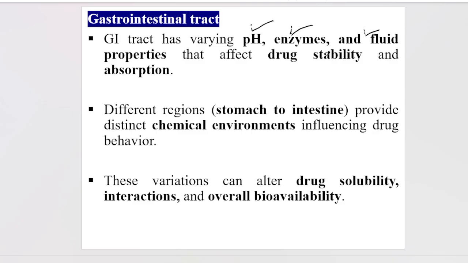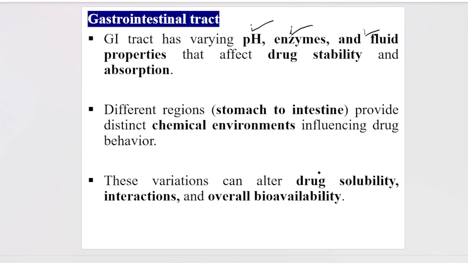So yes, there is variation among different regions that affects solubility. The drug first should be solubilized, and then it is absorbed. So these variations, such as variation in pH, variation in fluid, and variation in surface area, affect the overall bioavailability of the drug from the GIT.